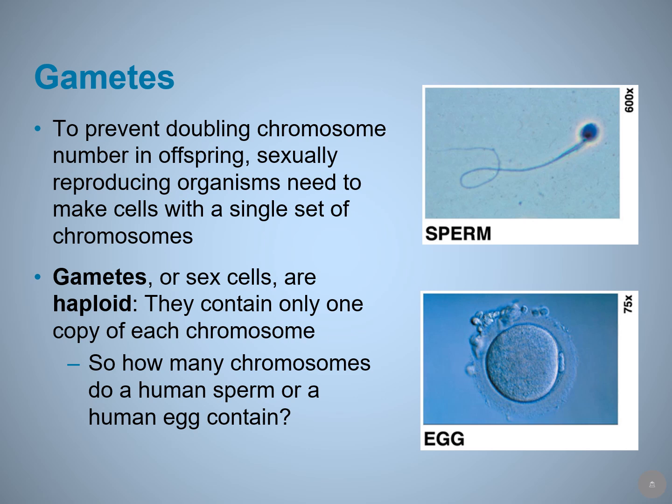Therefore, gametes are also called sex cells. They're also haploid, meaning that they contain only half of the chromosome number. They essentially contain one copy. Then when the egg and sperm come together, they form a cell that is called a diploid cell.